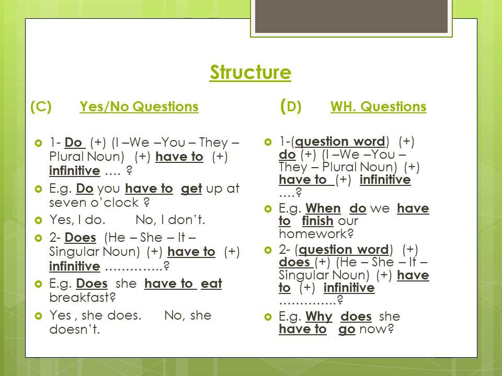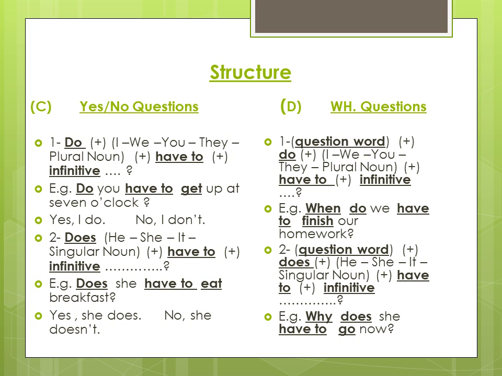Let's take this example. When do we have to finish our homework? When here is the question word. Do is the helping verb. We is the subject. Have to and then finish, which is the main verb. Finish here is the main verb.